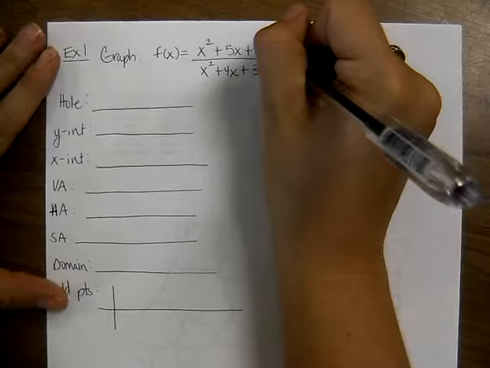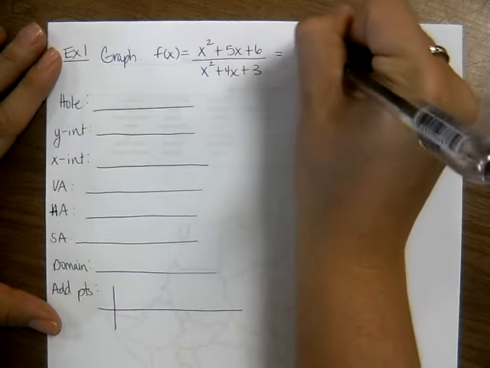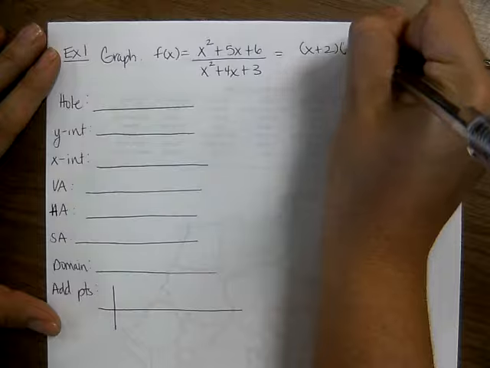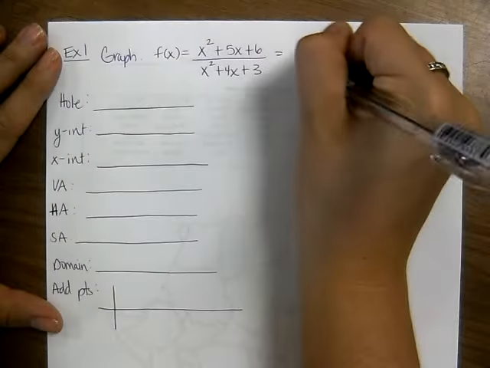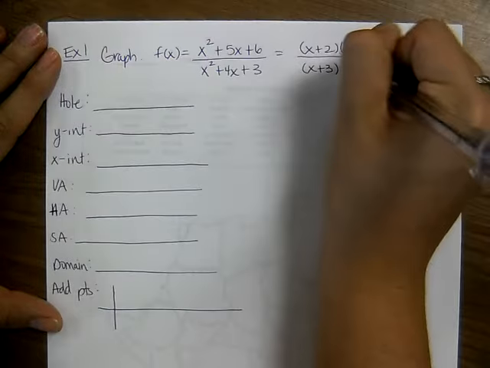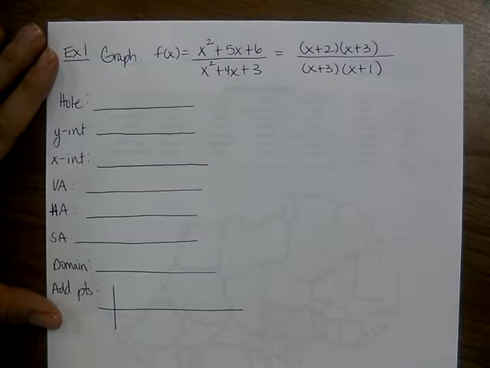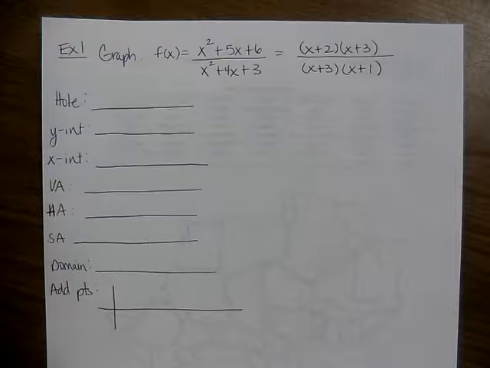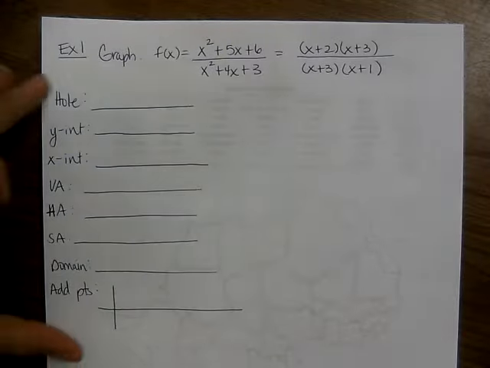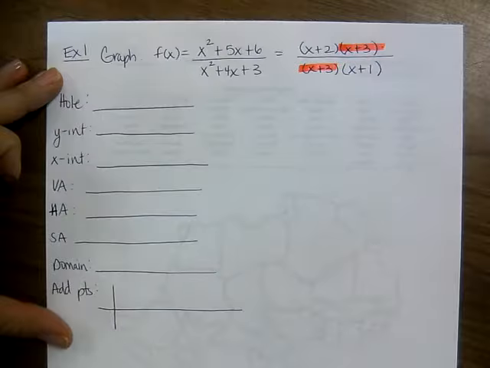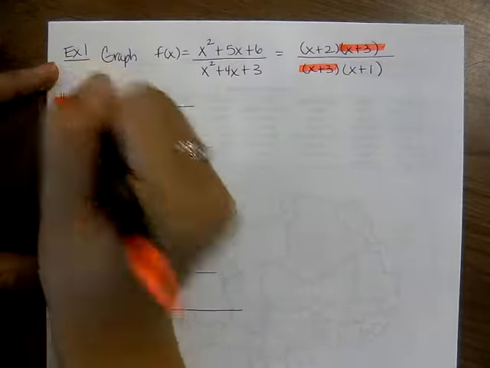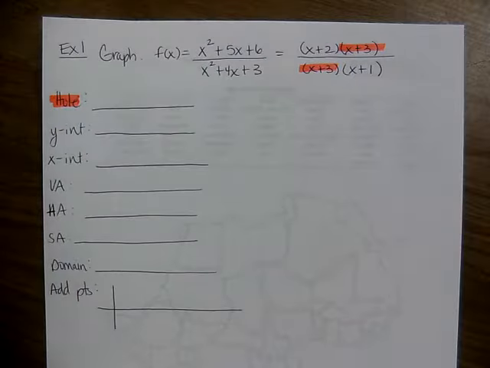Okay? So we're going to factor the numerator. That factors to x plus 2 times x plus 3. Then we're going to factor the denominator. So x plus 3 times x plus 1. Okay, do you see that there is a common factor? Okay, this x plus 3 is going to affect everything. It corresponds with the hole. I'm excited.